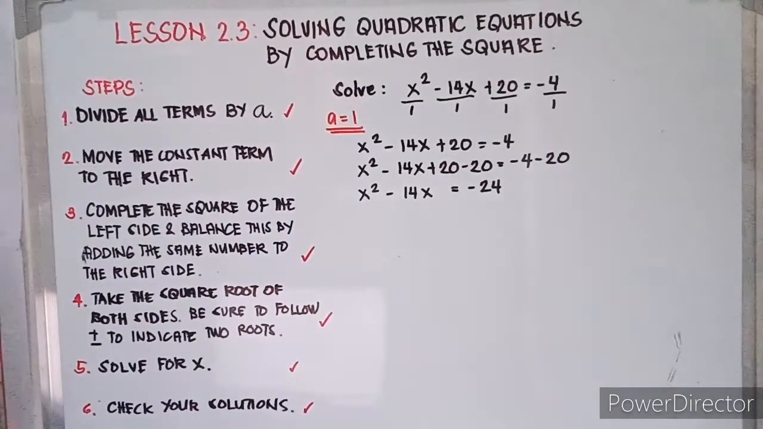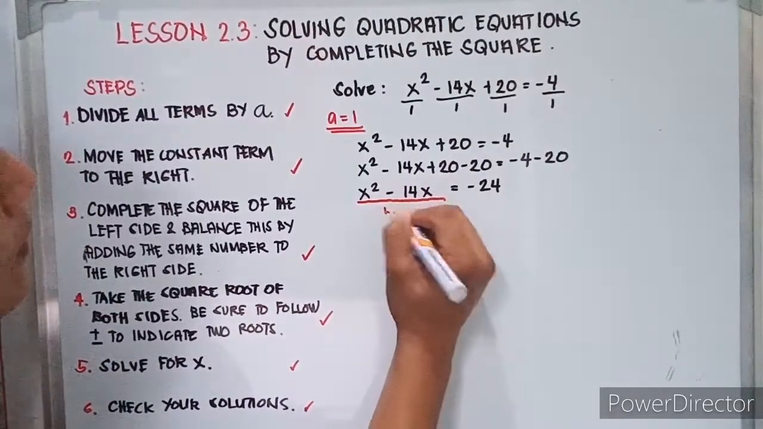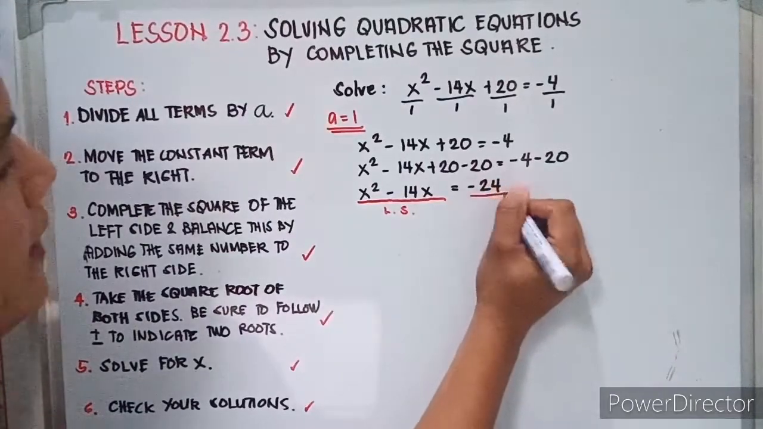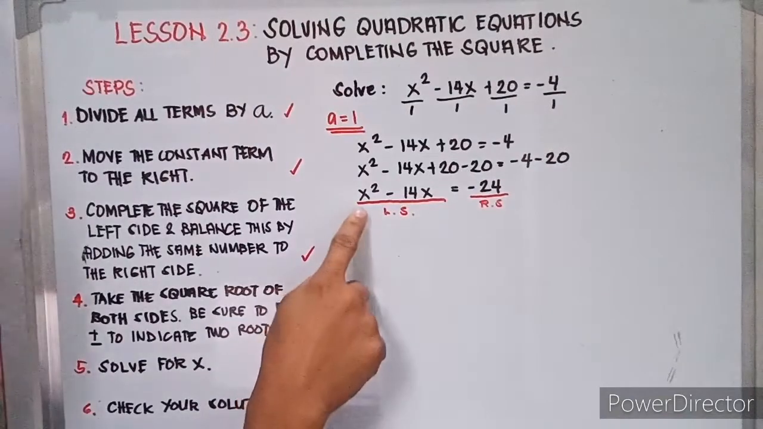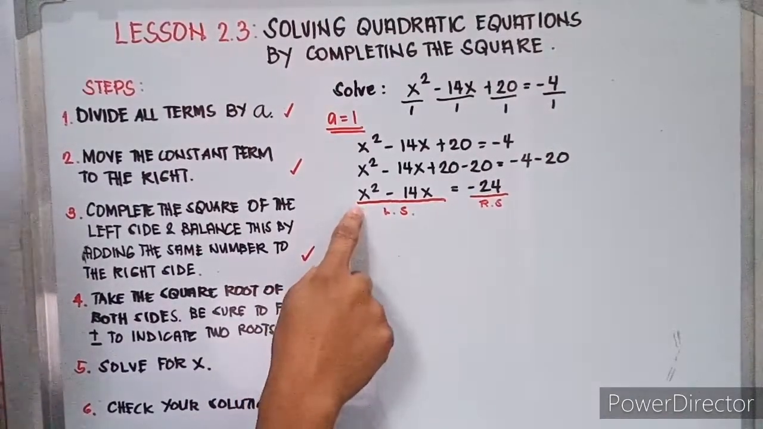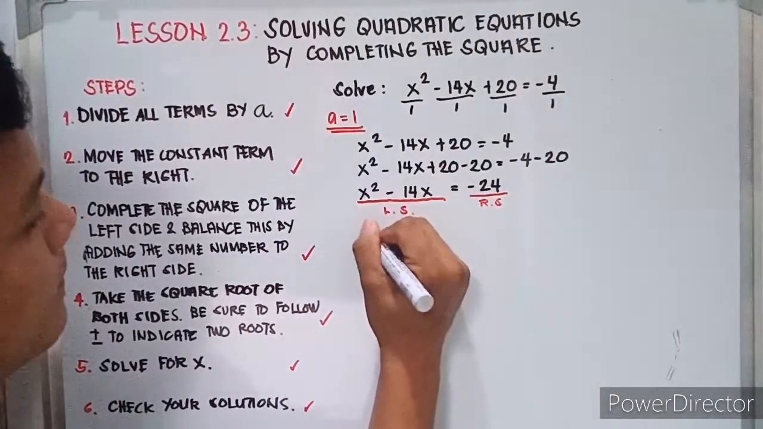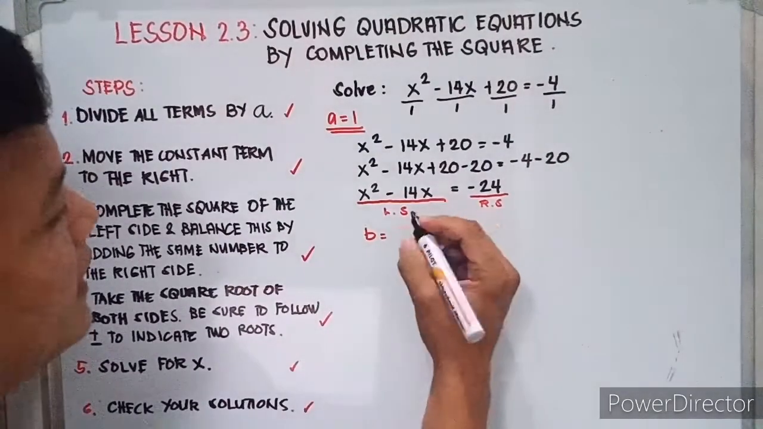Step 3, complete the square of the left side and balance this by adding the same number to the right side. As you can see, in our left side we have x squared minus 14x, and in our right side we have negative 24. We are going to make x squared minus 14x a perfect square trinomial. How is that done? First, we get the value of b. So, what is our b? That is negative 14.